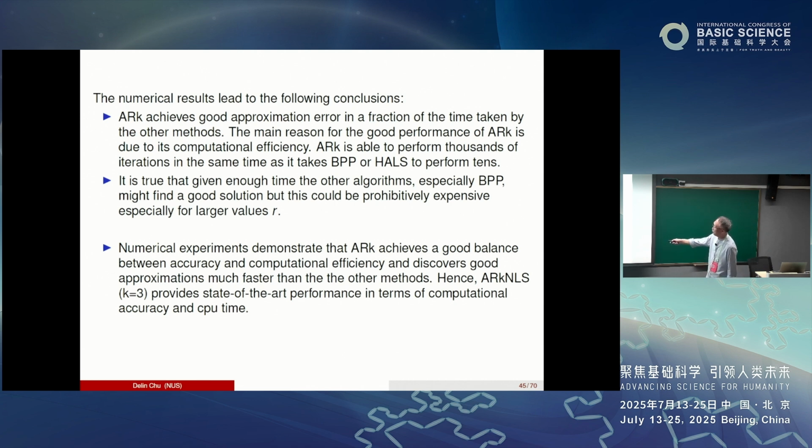Also, of course, given enough time, other algorithms, for example the BPP method, may find a good solution. But the CPU time should be very high, in particular for a large value of R. Our numeric experiments also show the ARK method achieves a good balance between accuracy and computation efficiency, and discovers a good approximation much faster than the other methods. So the new method provides state-of-the-art performance in terms of computation accuracy and CPU time.